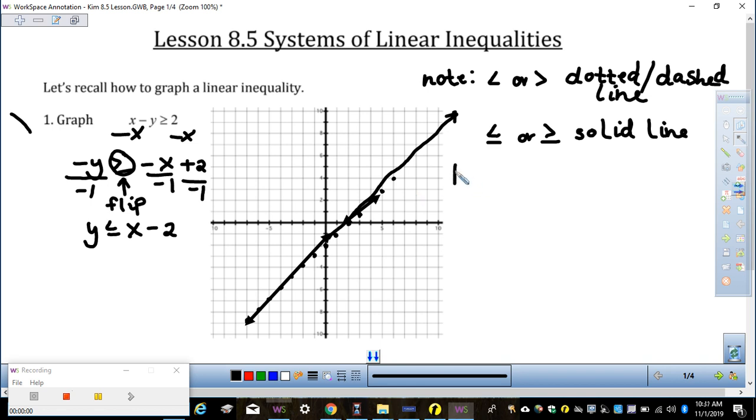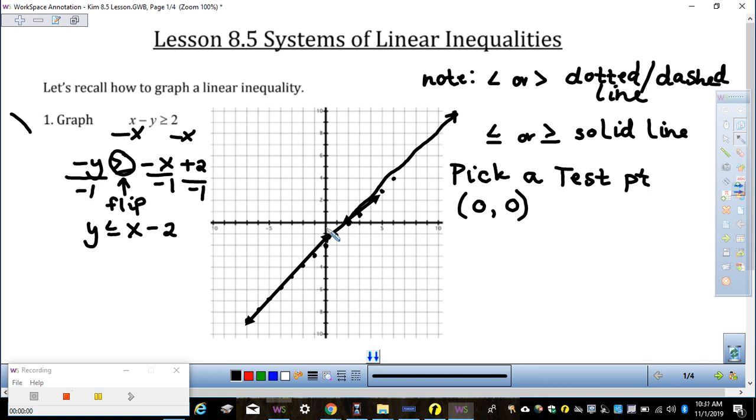So now the next part of this is to decide where we want to shade. And I want you to think about picking a test point. Plug it in. It doesn't need to be a ton of work. But we are looking for whether or not we get a true or false statement. So the easiest test point for us to use is always going to be the origin. Unless your graph passes through the origin, in which case you're not going to be able to use it, try and stick with 0, 0.